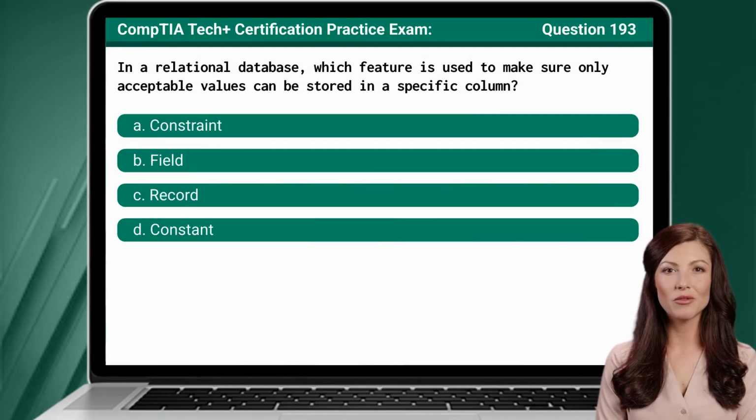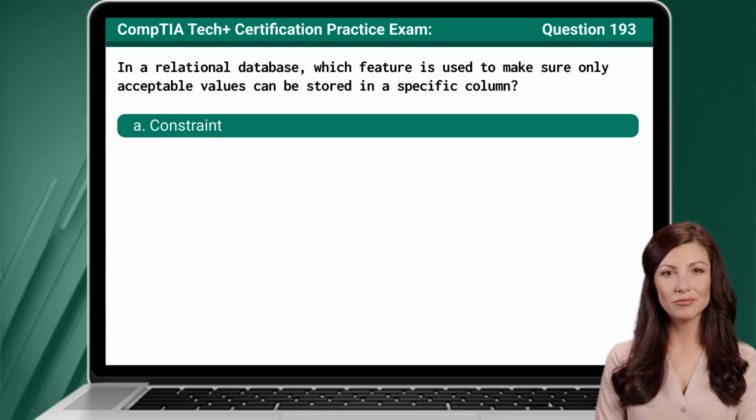Question 193. In a relational database, which feature is used to make sure only acceptable values can be stored in a specific column? The answer is A. Constraint.